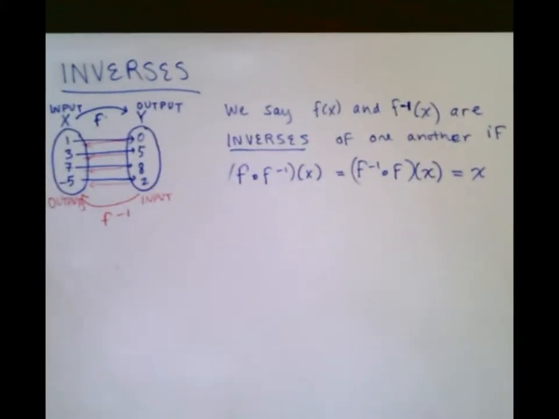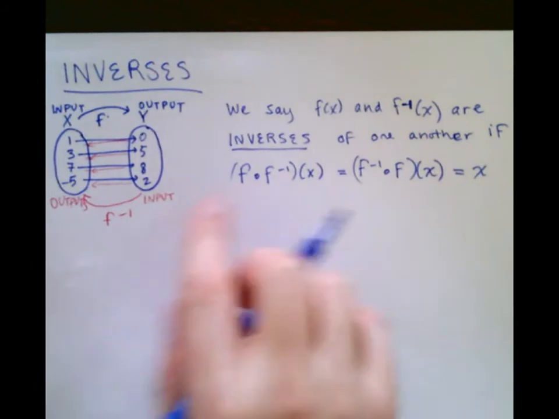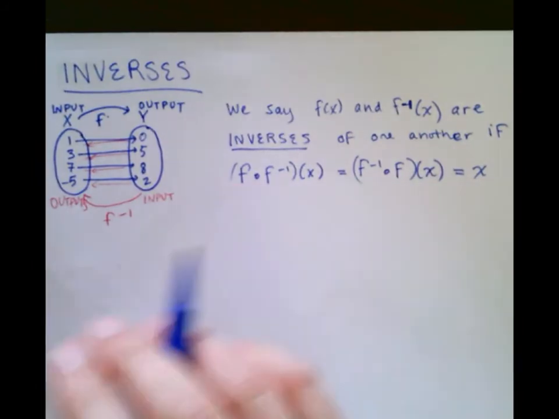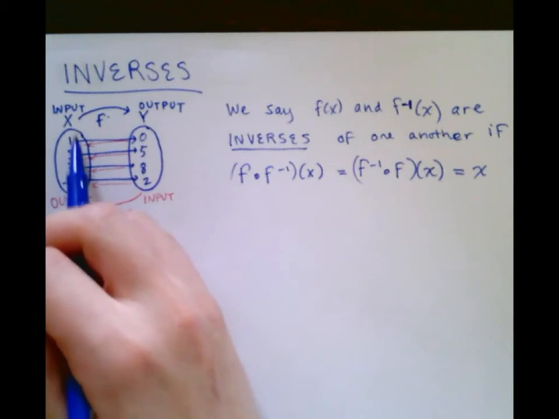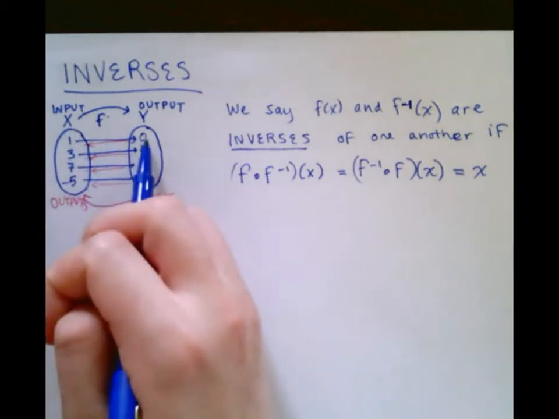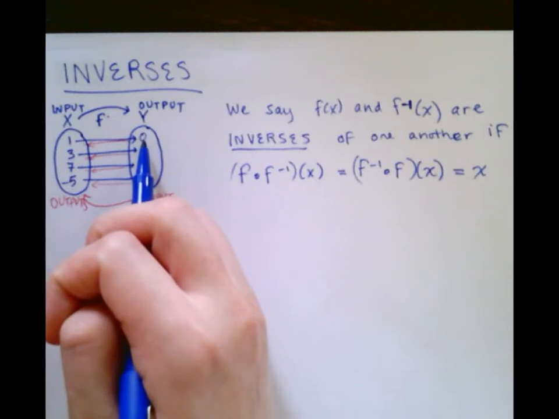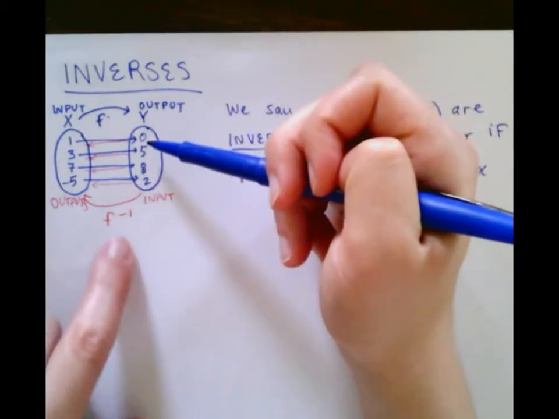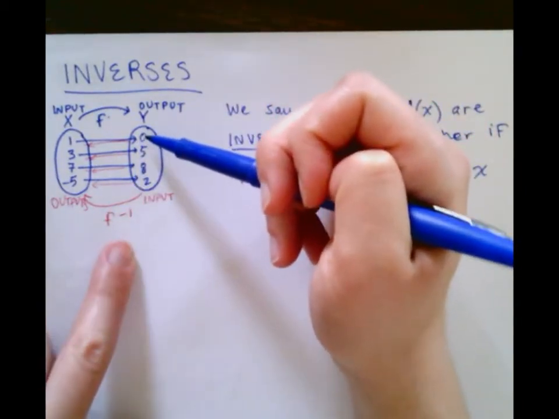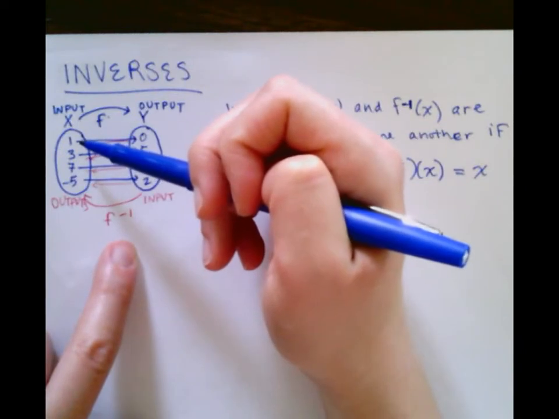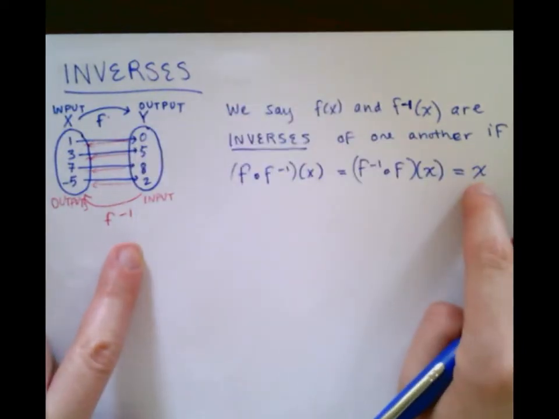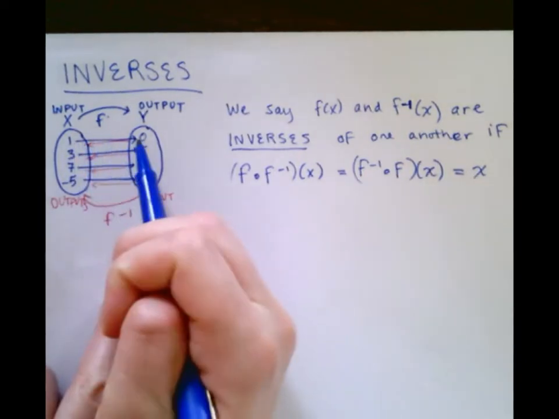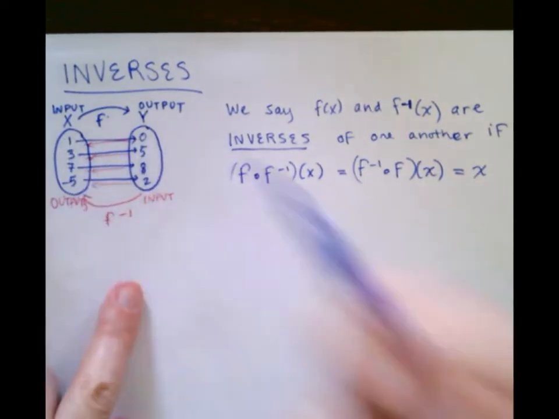If you relate this idea back to our picture, the idea would be that if I do both functions in order, so if I first start with an input, say 1, and I apply the function f to it, it maps it to 0. But if I then compose that with f inverse, now f inverse is taking 0 and mapping it back to 1. So I get back to where I started. That's this idea of us getting back to our original x value: we get mapped to an output, and then the output gets mapped back to the input.